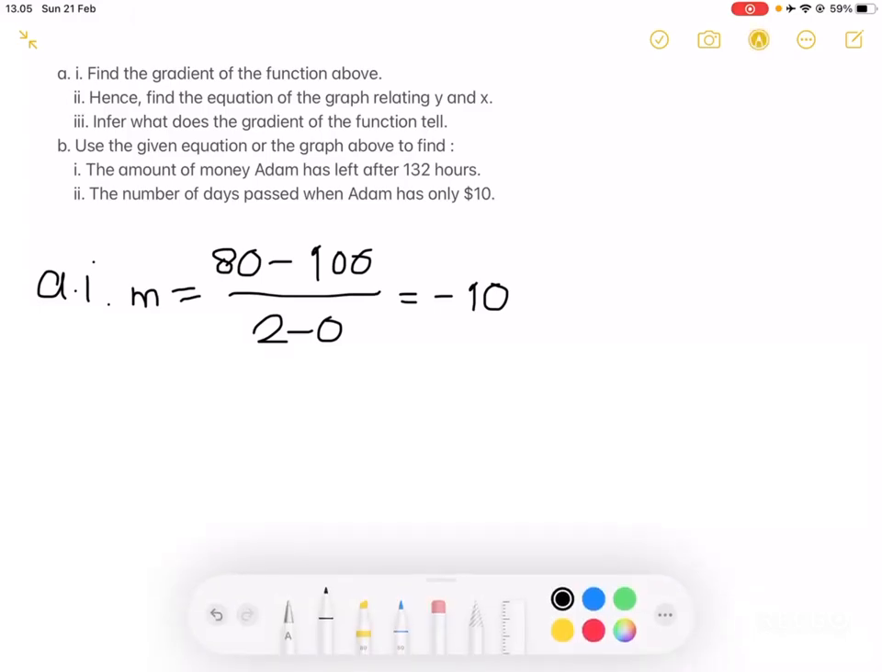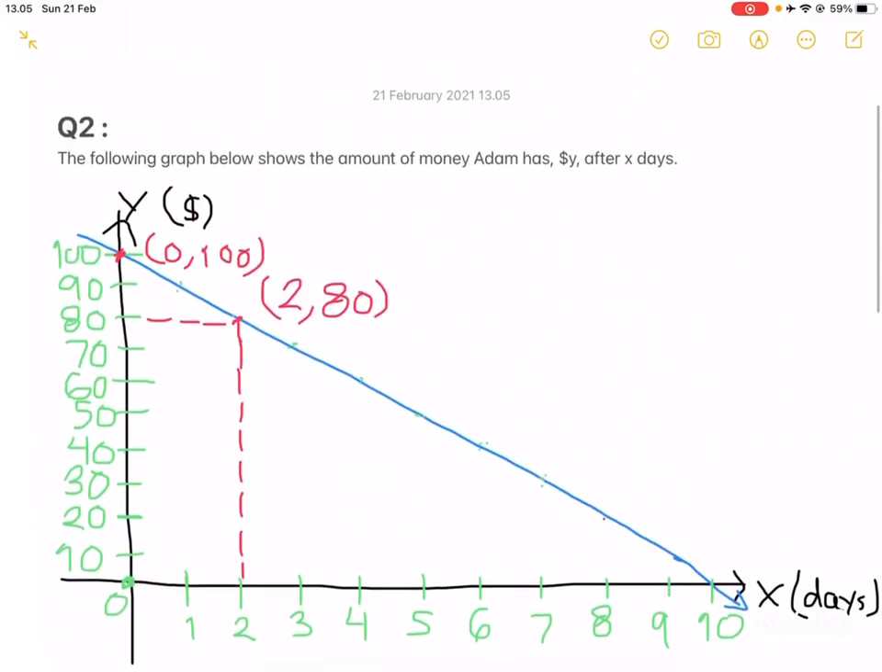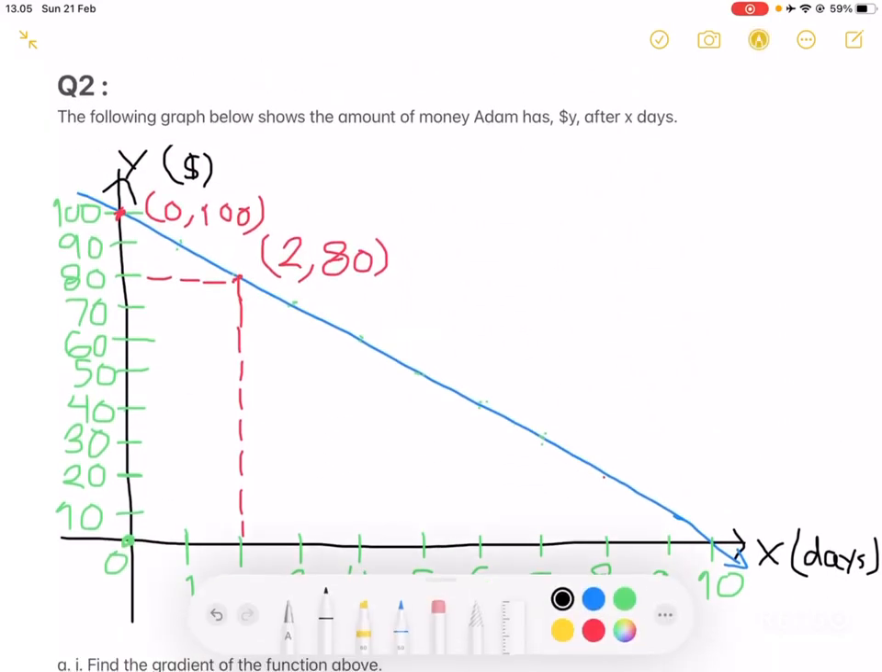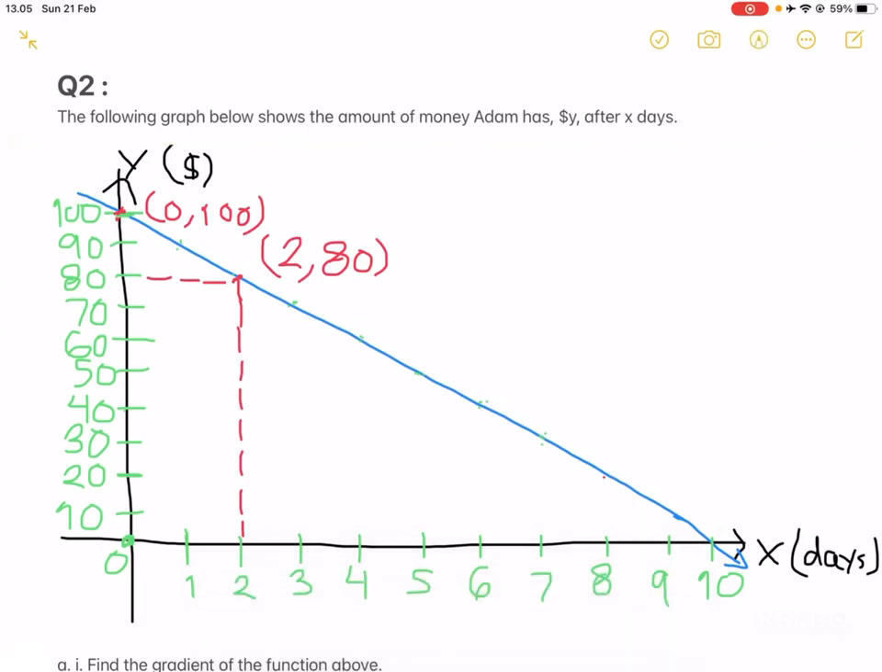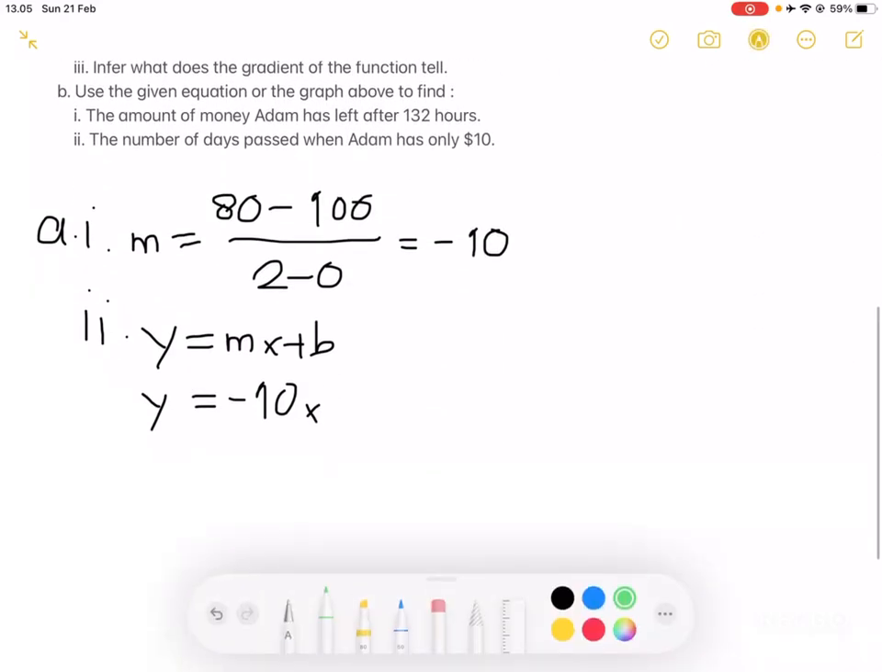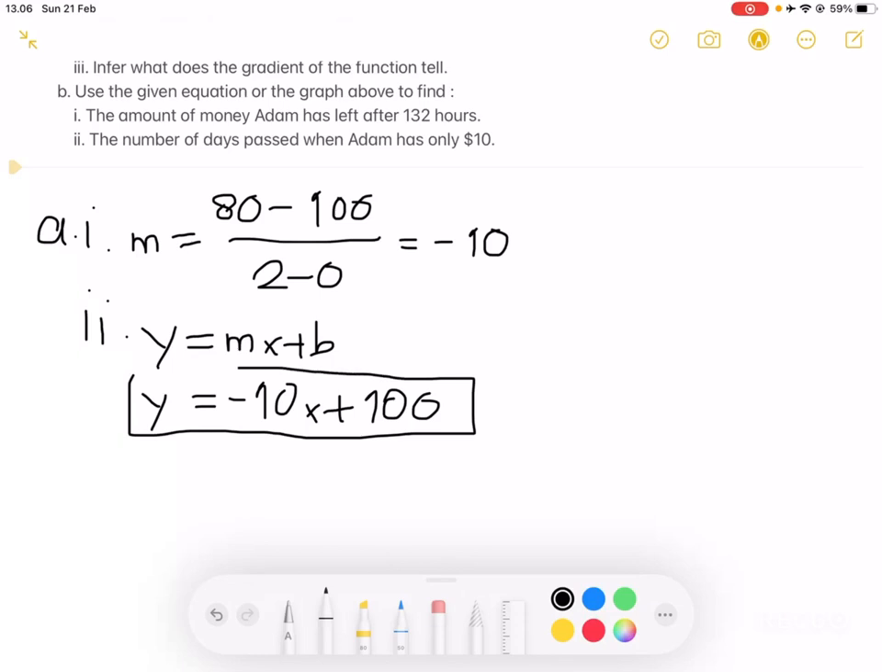And then hence find the equation of the graph relating y and x, knowing that our point-slope formula is like so. And then we know our gradient is -10, and the y-intercept in this case is already given, which is 100, because it intersects the y-axis at y equals 100. So that means the equation of the line must be in the form of y is equal to -10x plus 100.